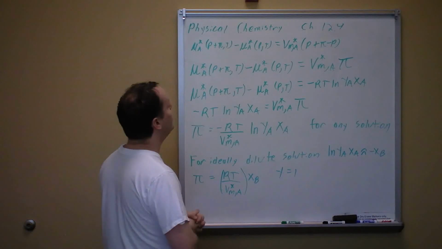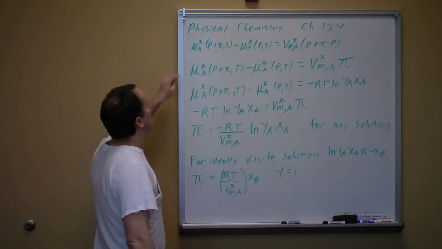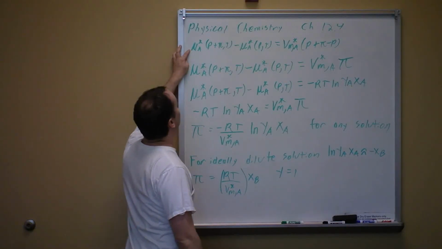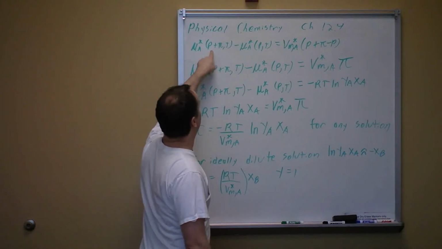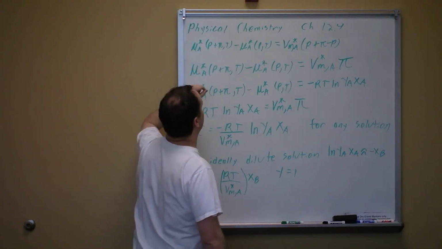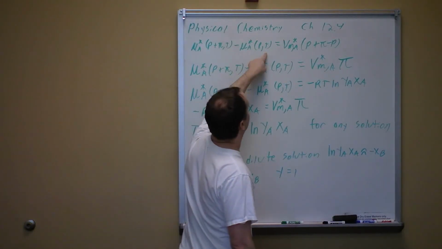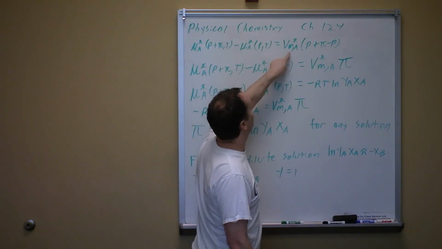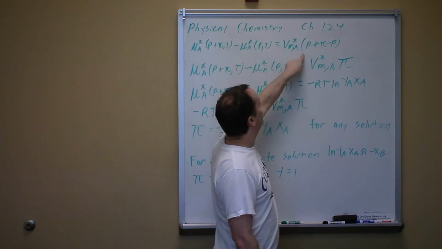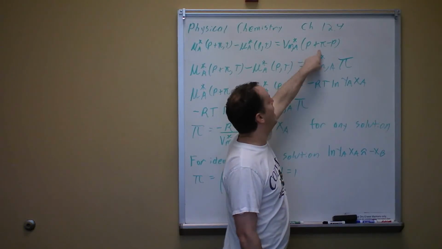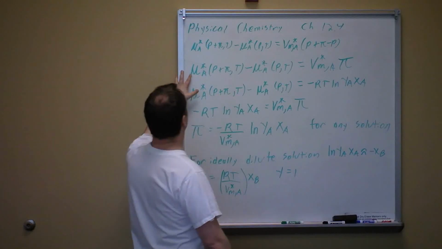Continuing on physical chemistry, chapter 12, section 4, we're talking about osmotic pressure. So continuing that integral we did on the previous slide, the chemical potential of A in the pure state at pressure P plus pi and temperature T, minus the chemical potential of A in the pure state at pressure P and temperature T, is equal to the molar volume of A in the pure state times the pressure P plus pi minus the pressure P.